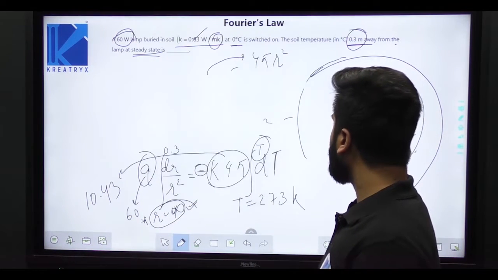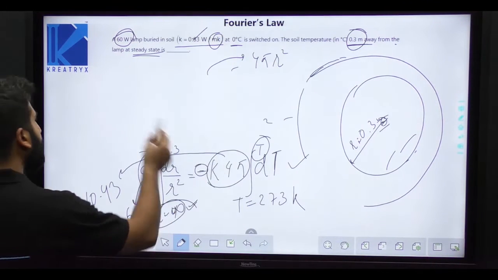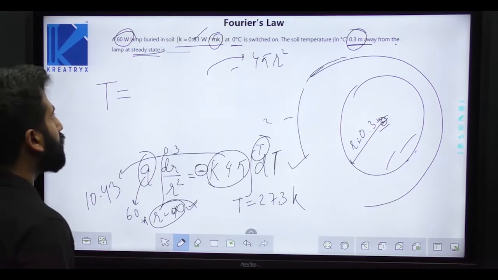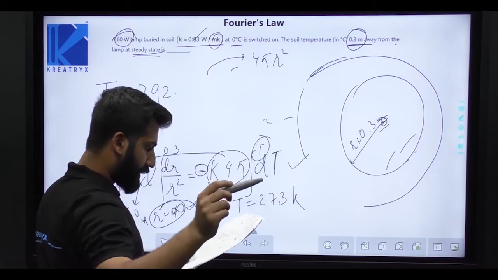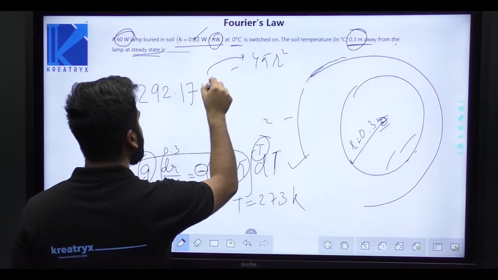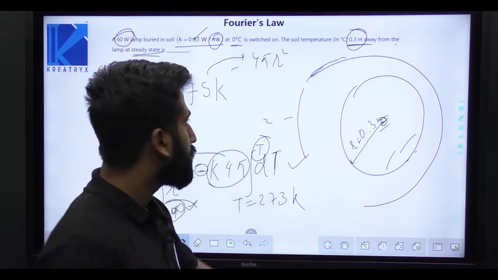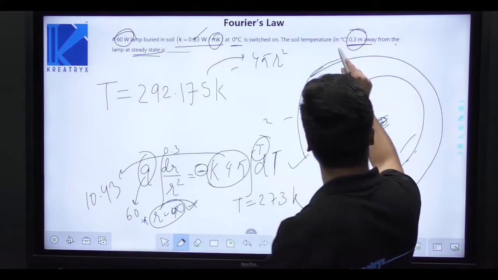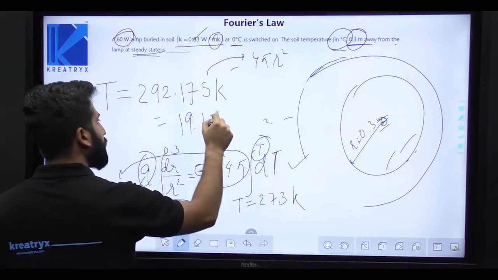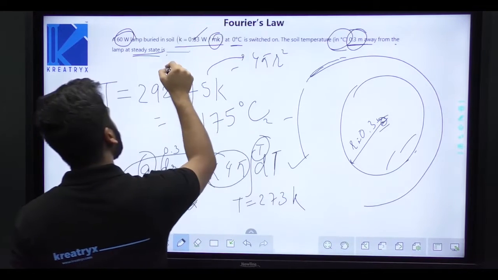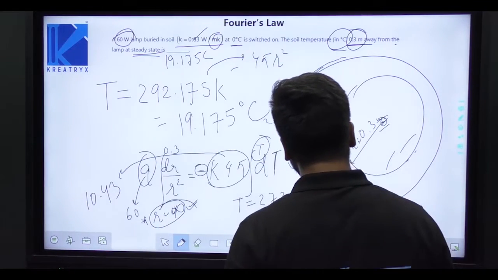Now we have the limits and we have the equation. Solve it, and you will directly get T, in Kelvin, which will be 292.175 Kelvin. I've told you many times, before filling the answer, check in which units you have to put the answer. So that will be in degrees Celsius, that is 19.175 degrees Celsius.